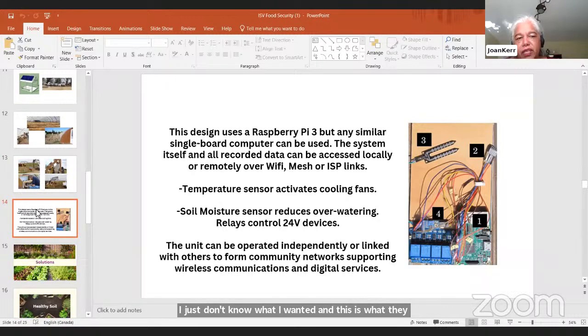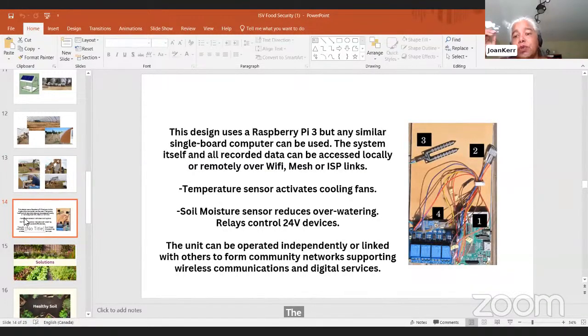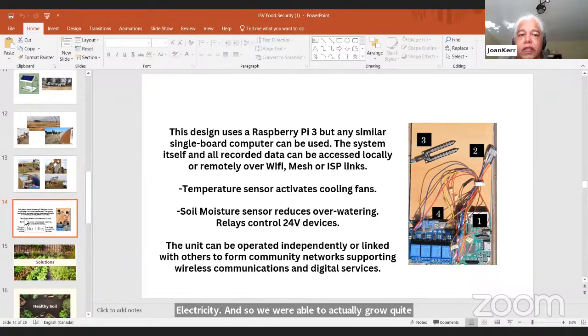So it had the fans, the pumps, the solar panels to generate the electricity. And so we were able to actually grow quite a bit of food. And later I'll just show you quick pictures of what ended up happening. But one of the things that it did do was allowed us to have events at night, because we now had lights.